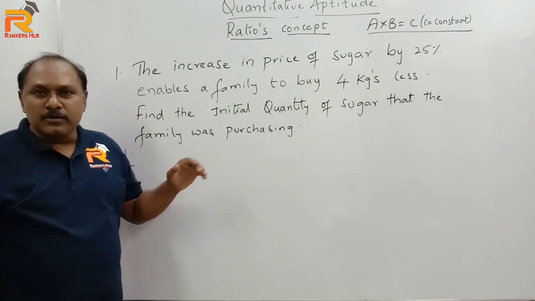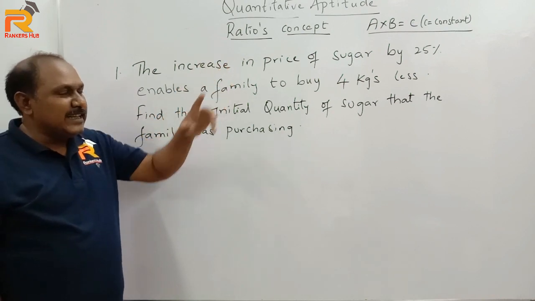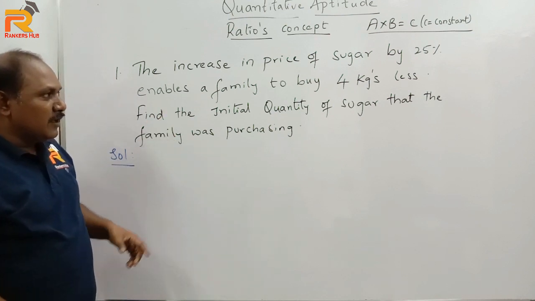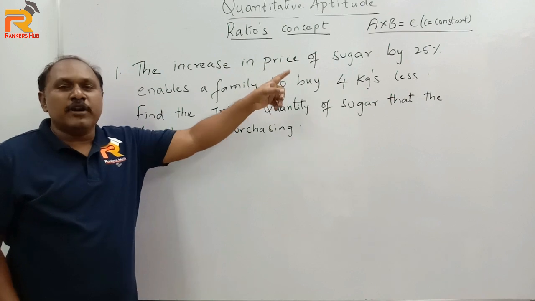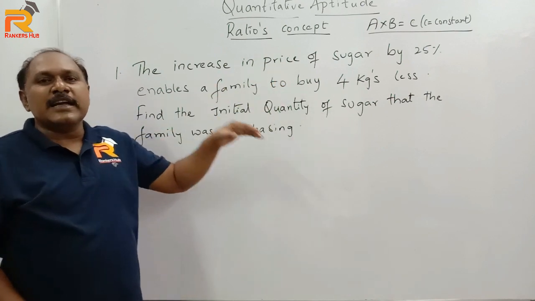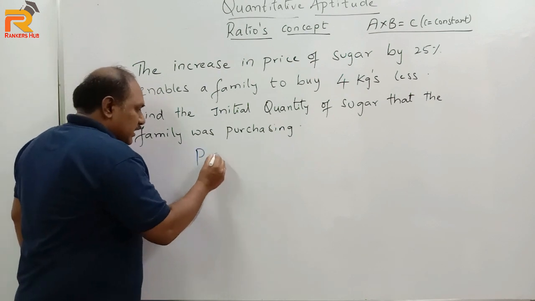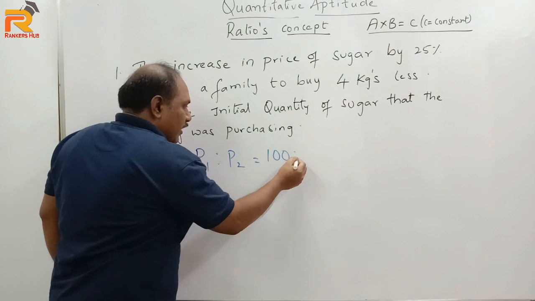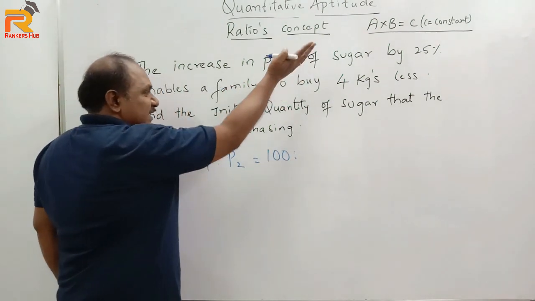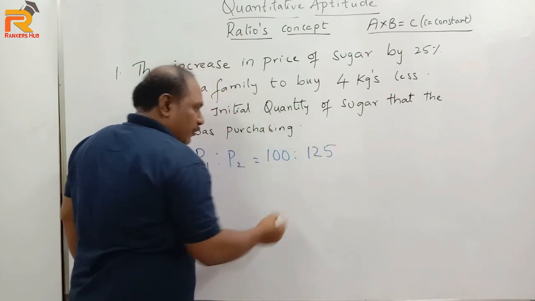Now, let's look into the solution. Here he is saying that the price of sugar is increased by 25%. Because of that, the family is able to buy 4 kgs less. Kgs is nothing but the consumption quantity. Now, let us assume the initial price of sugar is 100. This price of sugar is increased by 25%. So, the new price of sugar should be 125.